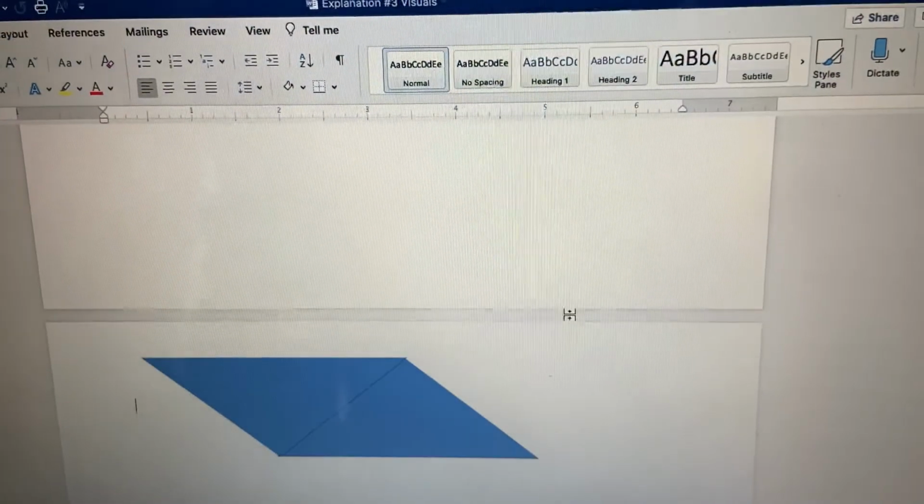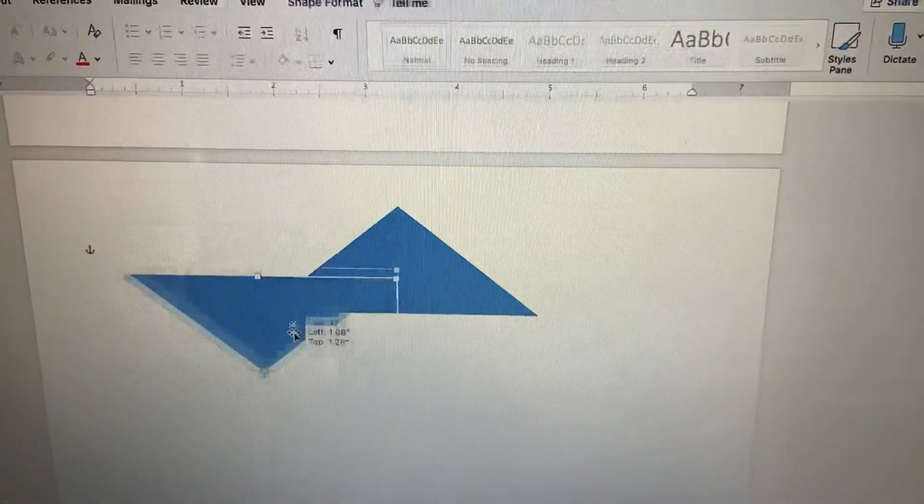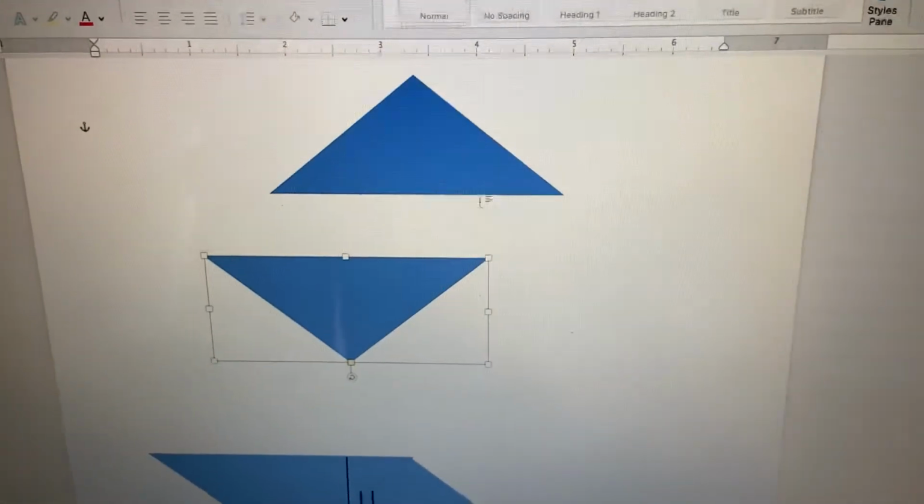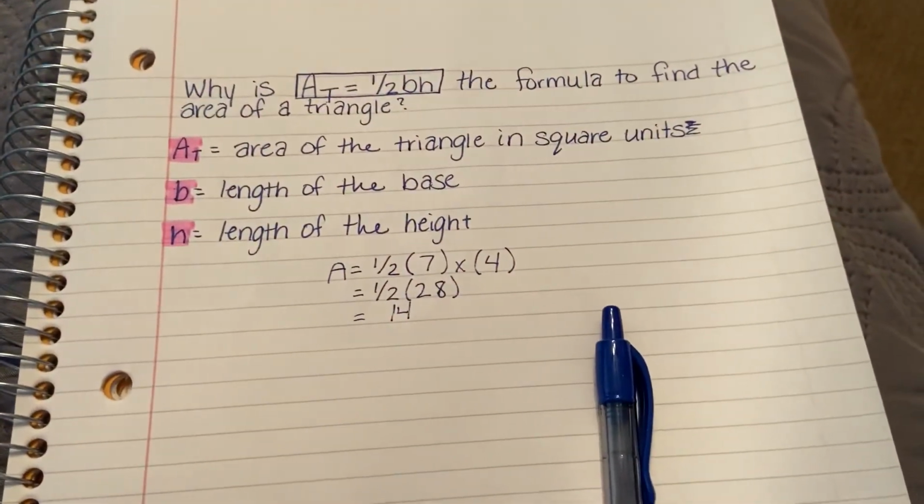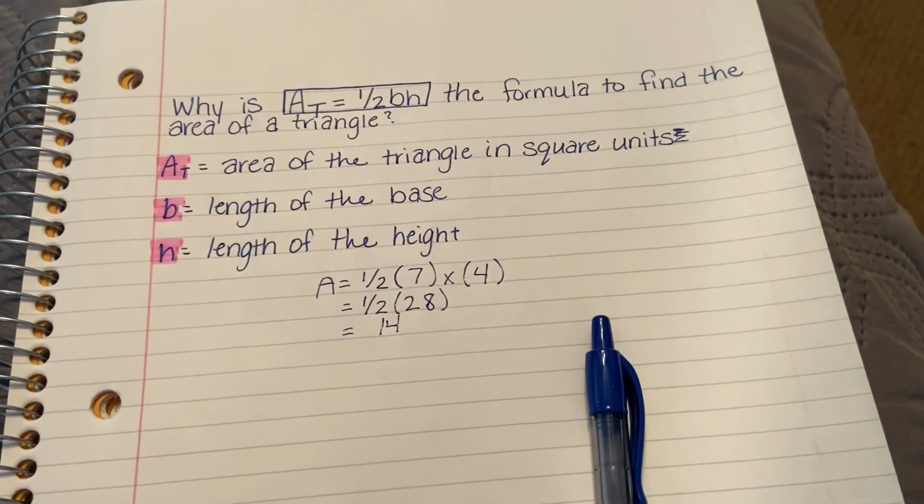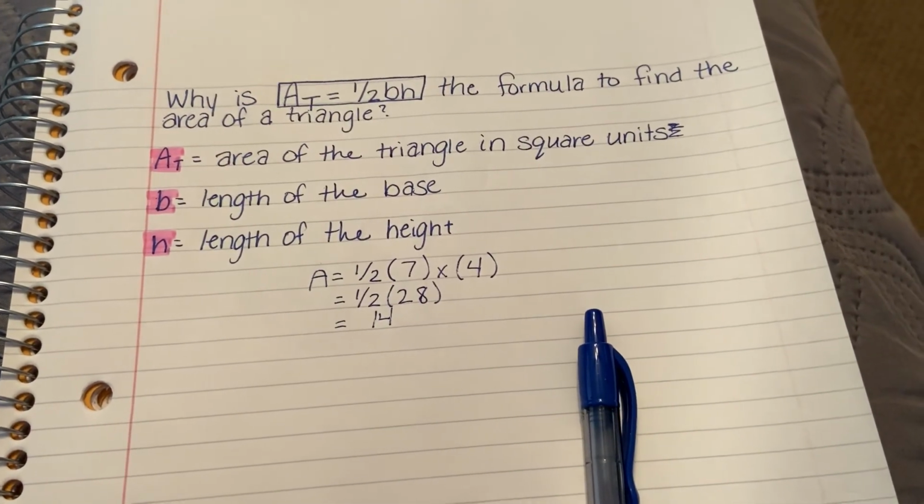So the area of this rectangle up above, without that added to it, is 14 square units. We have now justified the area formulas for rectangle, parallelogram, and triangle.